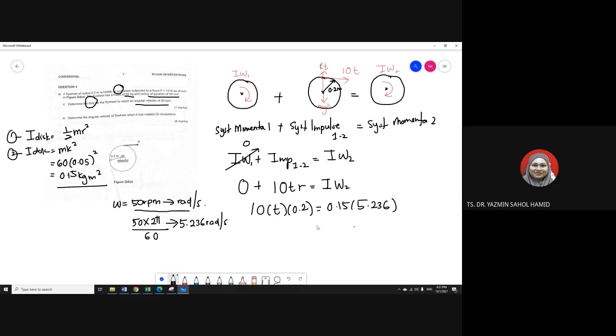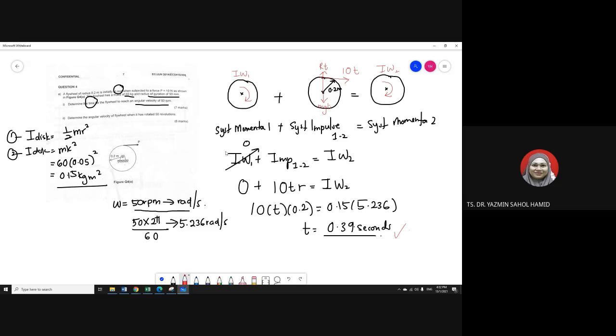So can you find me what is T? So what is the answer for T? 0.393. Okay, so 0.39 seconds. That is the answer. Okay, that's correct. So for this question, you will get 7 marks.